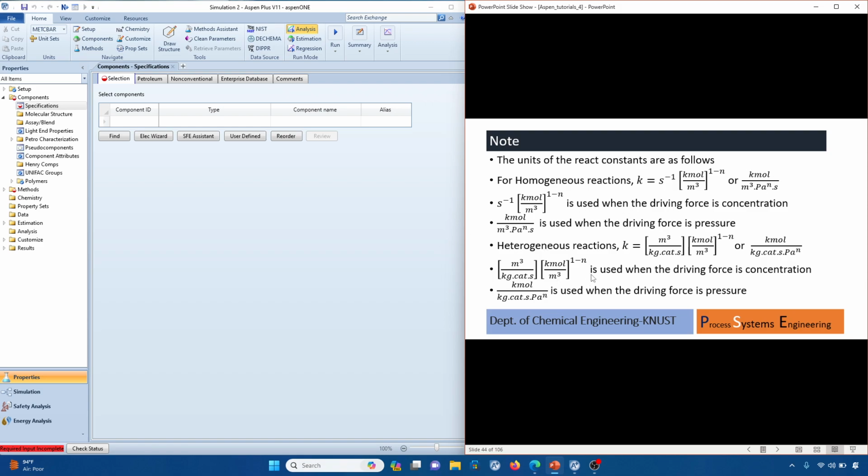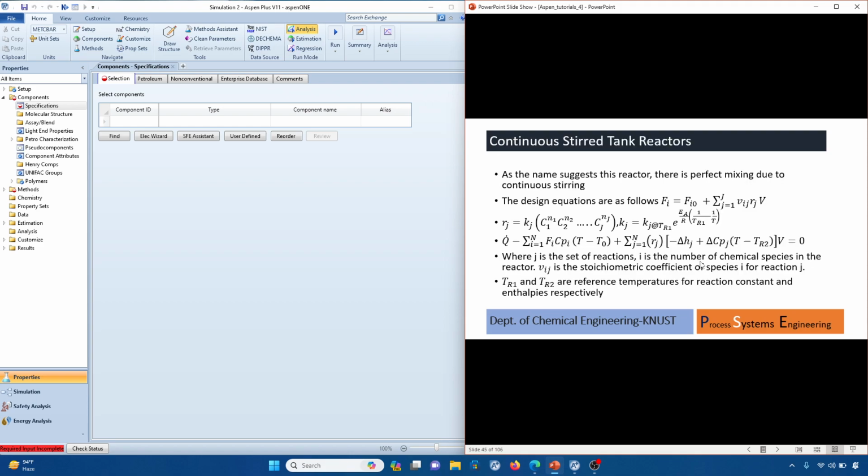Then if it's a heterogeneous reaction, a reaction occurring in more than one phase, a good example would be a reaction occurring in the presence of a catalyst, where the phases are different. So maybe the presence of a solid catalyst, while the reacting medium is liquid or gas or vapor phase. Then you might have to use one of these depending on whether it's concentration or pressure. Again, the N stands for the order of the reaction.